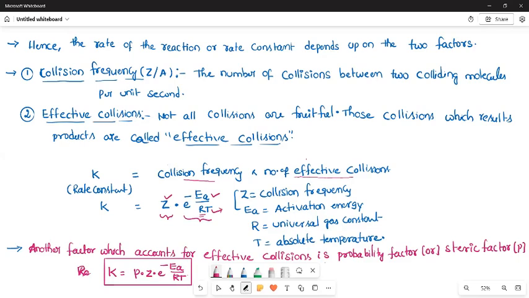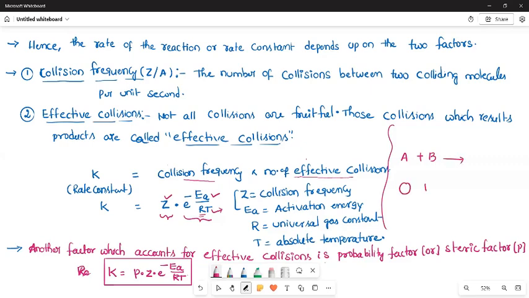Another factor which also accounts for the effective collisions is the probability factor. There should be proper orientation for the reacting molecules. Both colliding molecules should collide in a proper way. Otherwise, if they collide in an improper way, that leads to an ineffective collision. If they collide in a proper way only, it will lead to effective collisions. What is the meaning of improper way? For example, A and B are coming together to react.